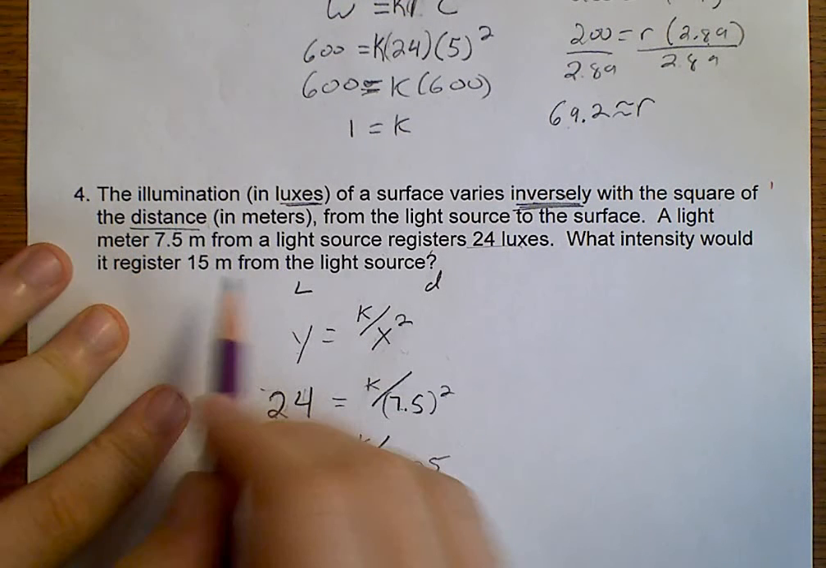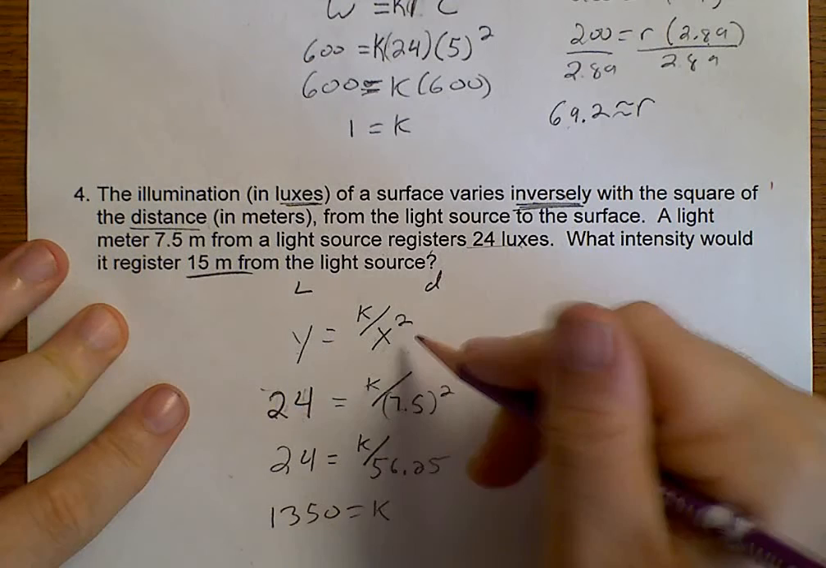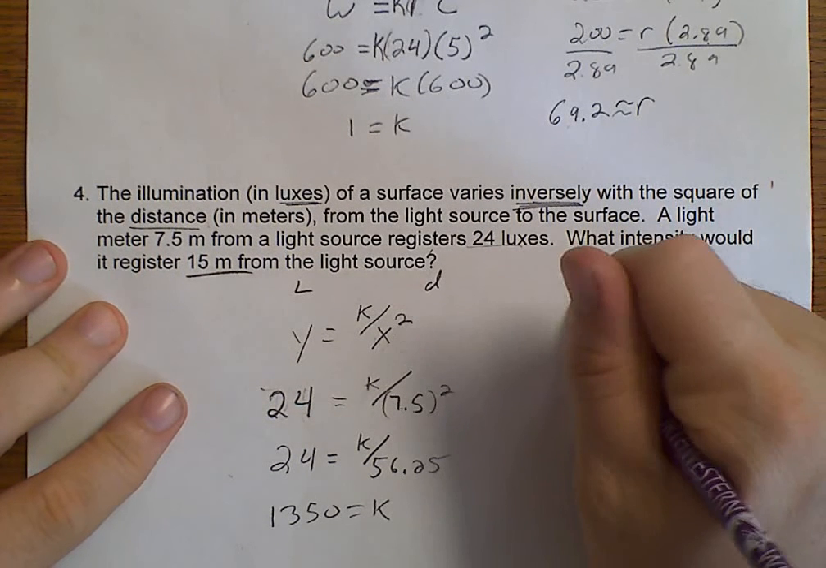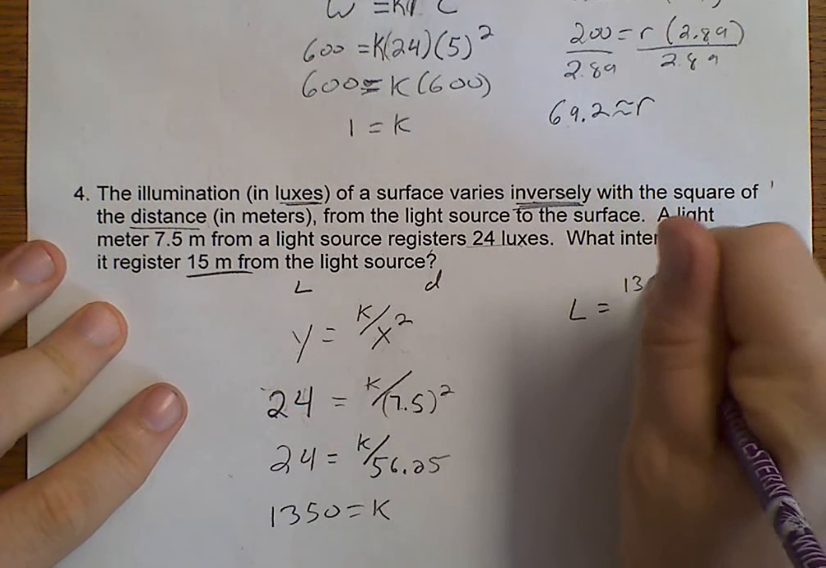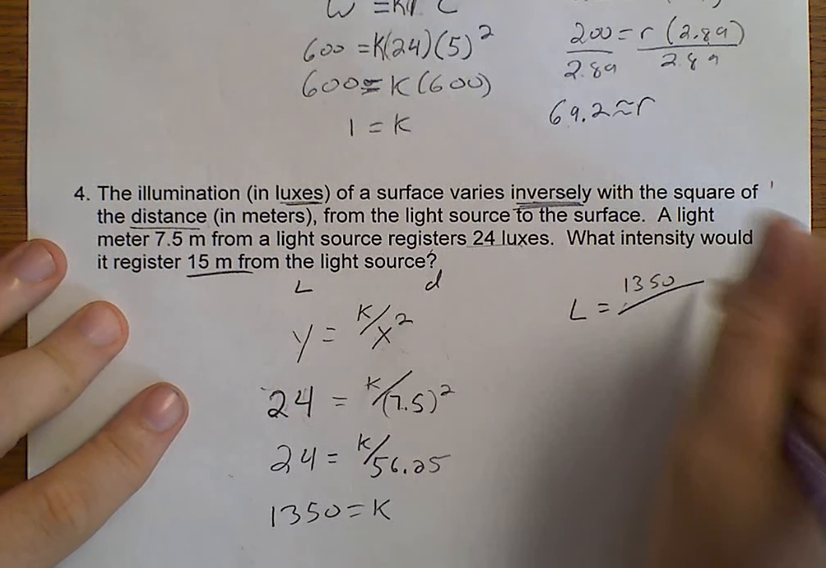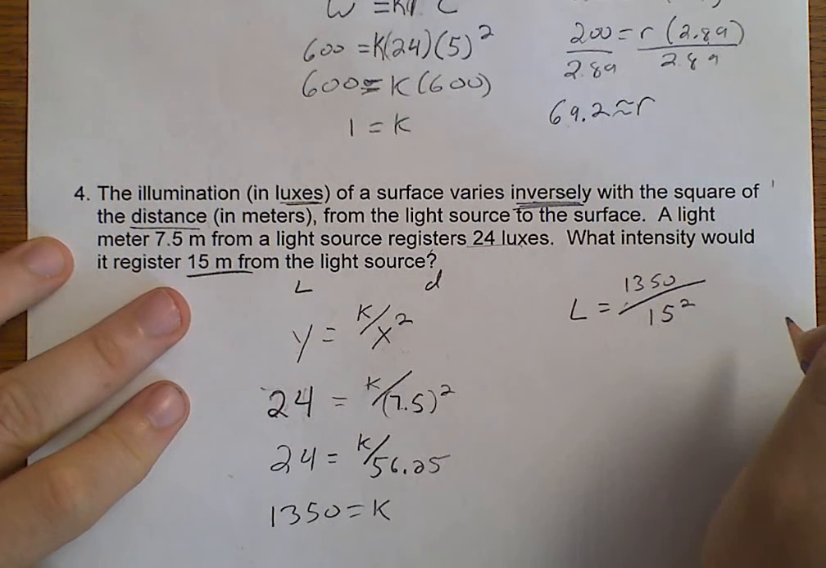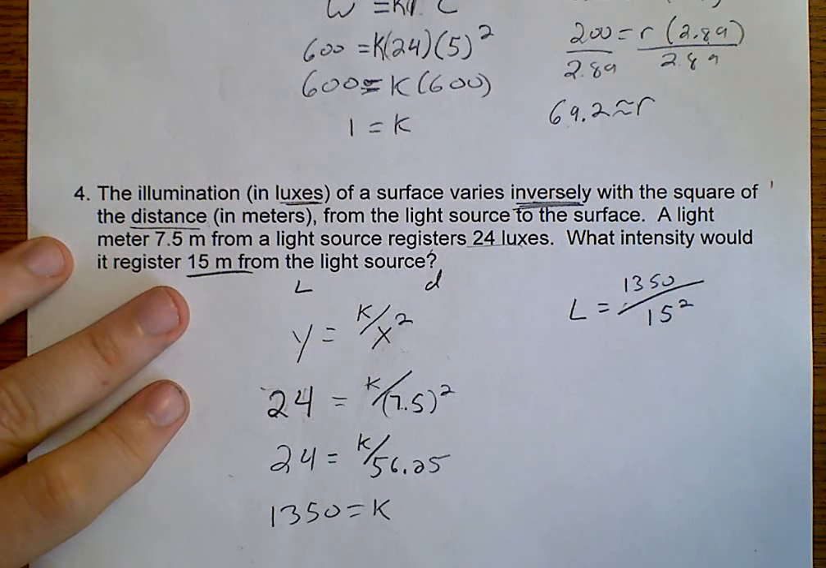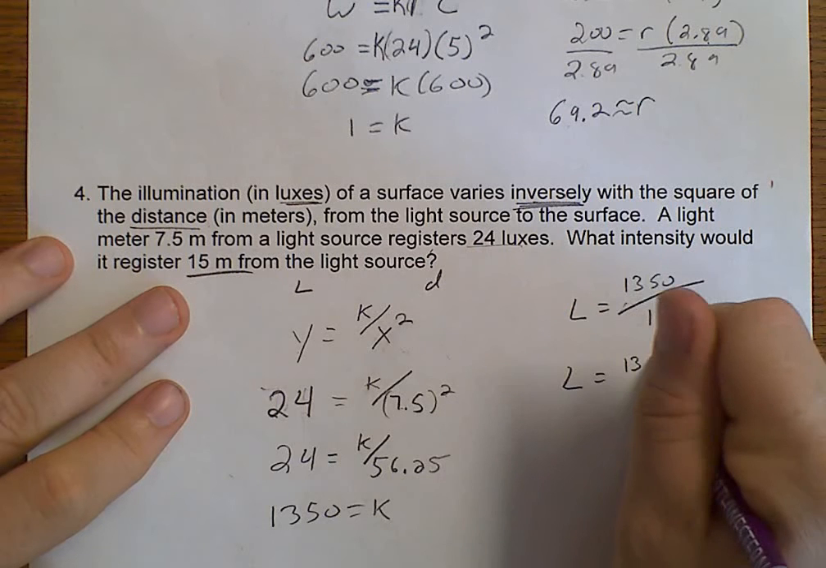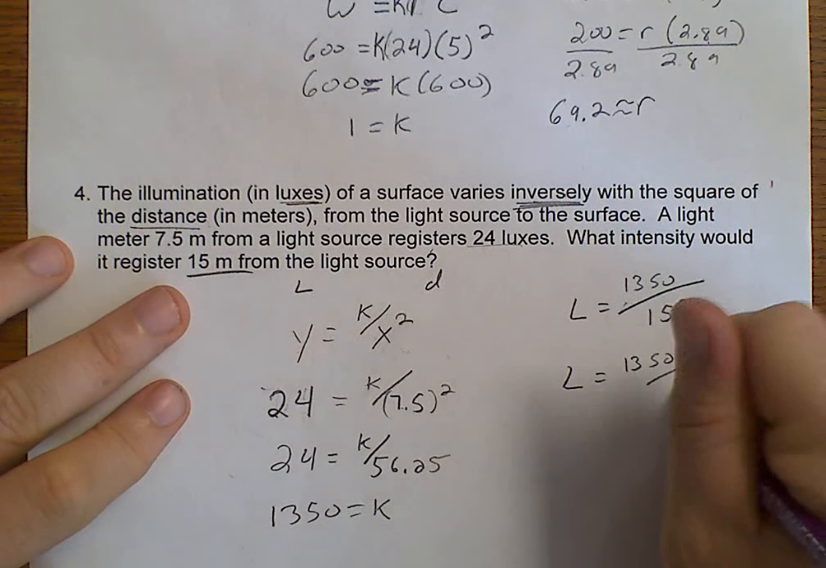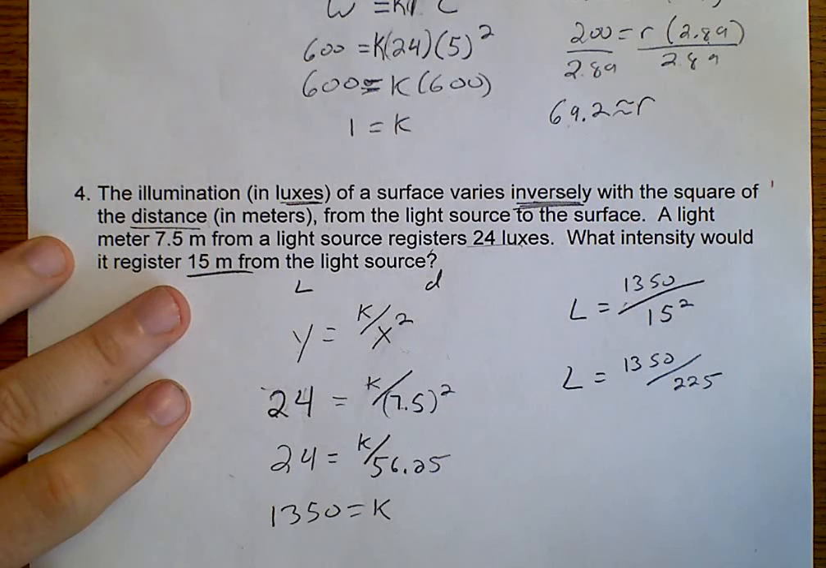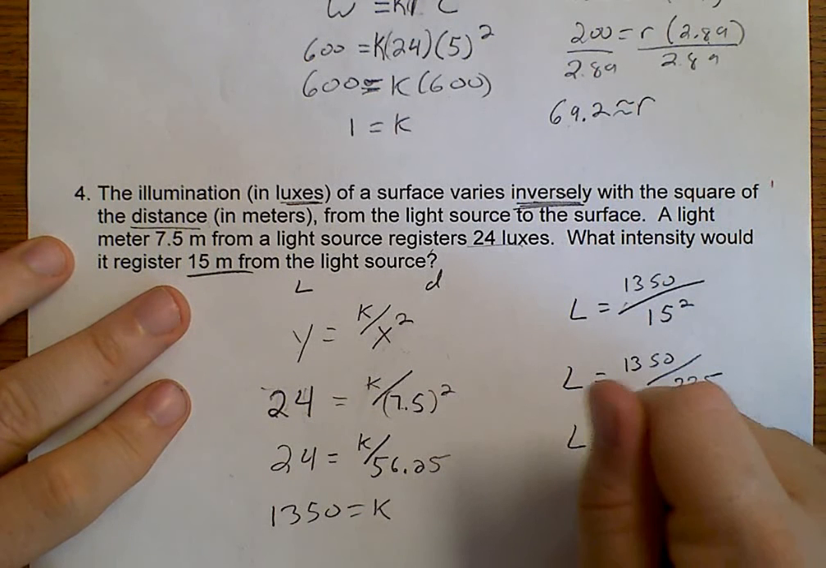Well, now we have 15 meters. Well, our distance was a squared one, so our luxes equal 1,350 divided by our 15 squared. Well, 15 squared is 225. So our luxes equal 1,350 divided by 225, which is 6. So our luxes equal 6.